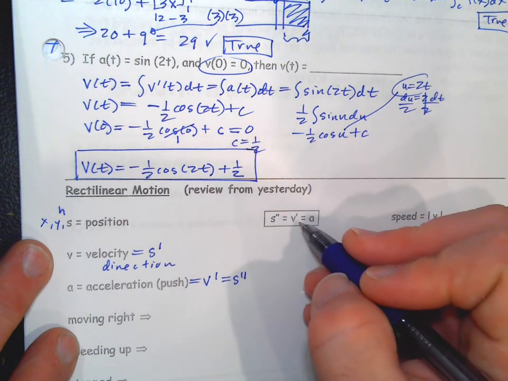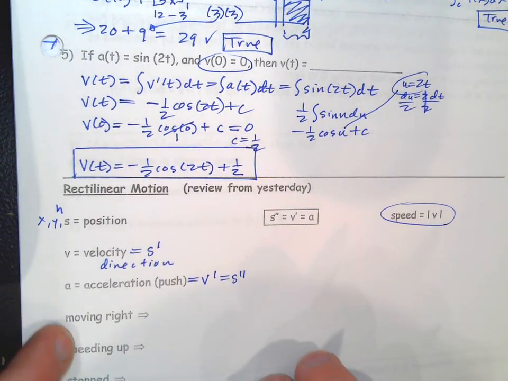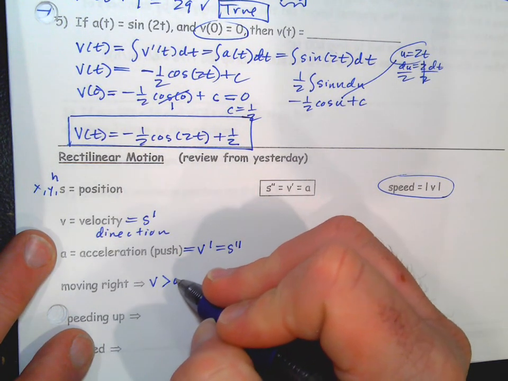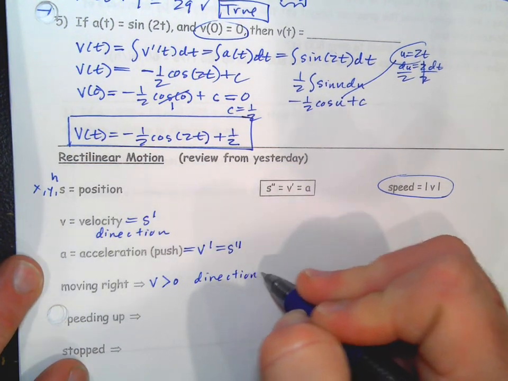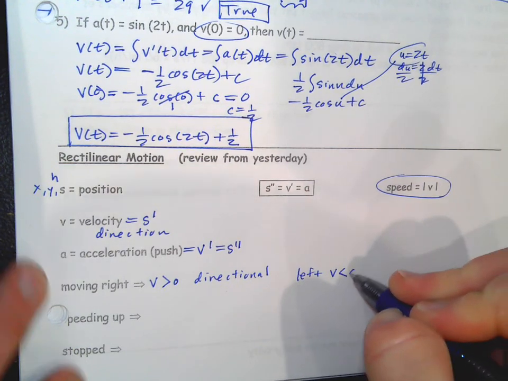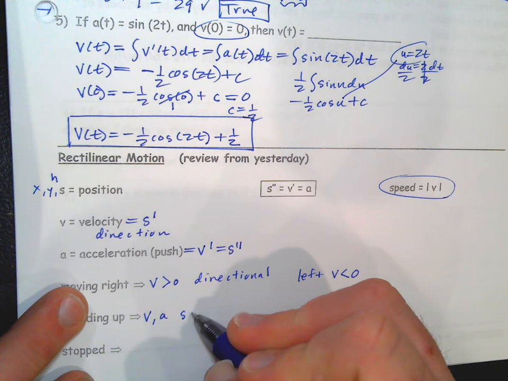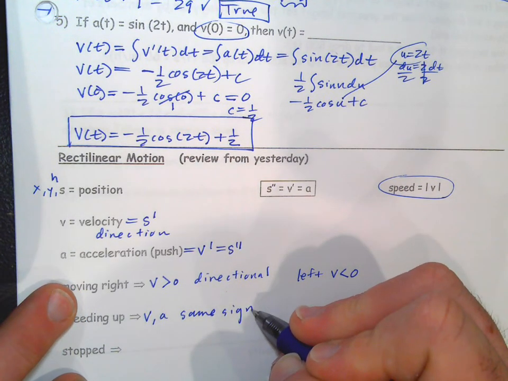S double prime equals v prime equals a. Speed is the absolute value of velocity. Moving to the right is going to be when velocity is positive, right? So it's a directional thing. Moving to the left is going to be when velocity is negative. Speeding up is when velocity and acceleration have the same sign. So they could both be negative, they could both be positive.